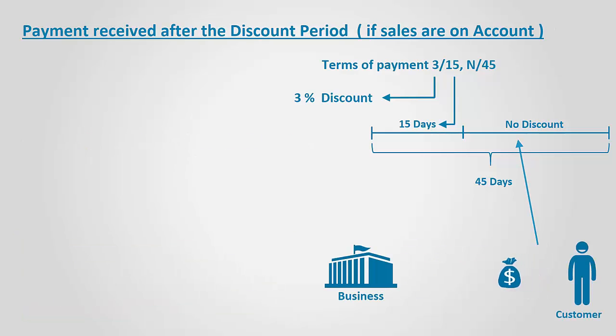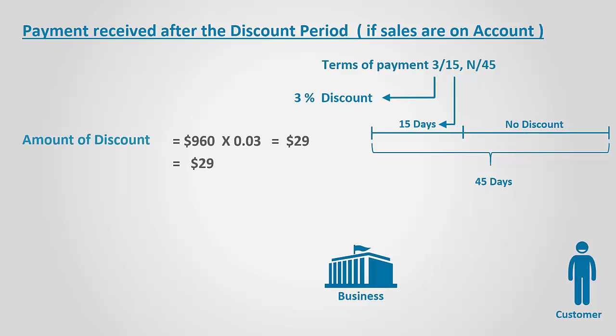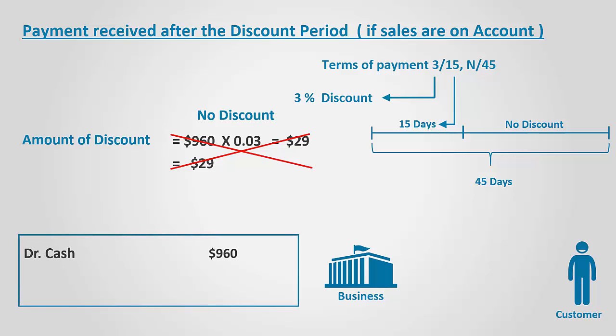If the customer didn't pay during the discount period, no discount is granted and the full amount should be paid. In such a case, cash is debited by $960 and account receivable is credited by the same amount.